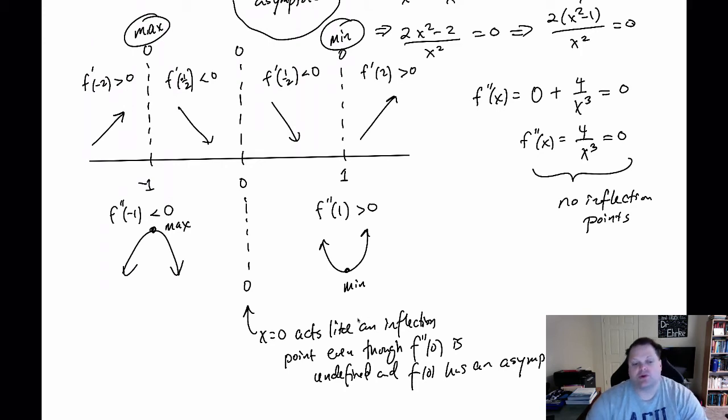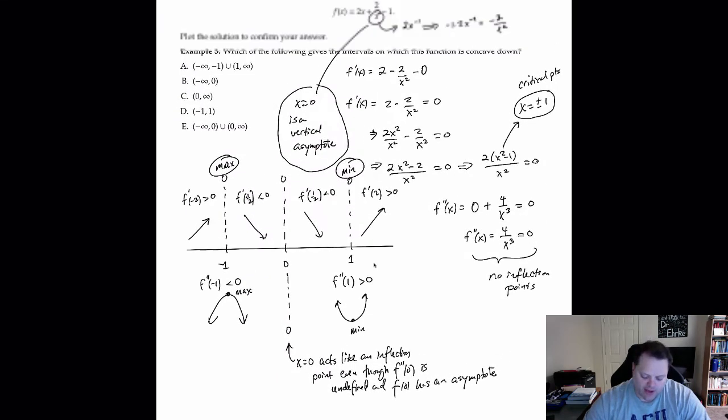So the moral of the story is asymptotes can behave like critical points. They can behave like inflection points in the sense that they can change the increasing and decreasing nature or the concave up and concave down nature of a function. So going back to the question that's being asked, what are the intervals on which this function is concave down? Well, I'm concave down over here to the left of 0. So minus infinity to 0 is the correct answer. If you put B, congratulations, you got it correct.